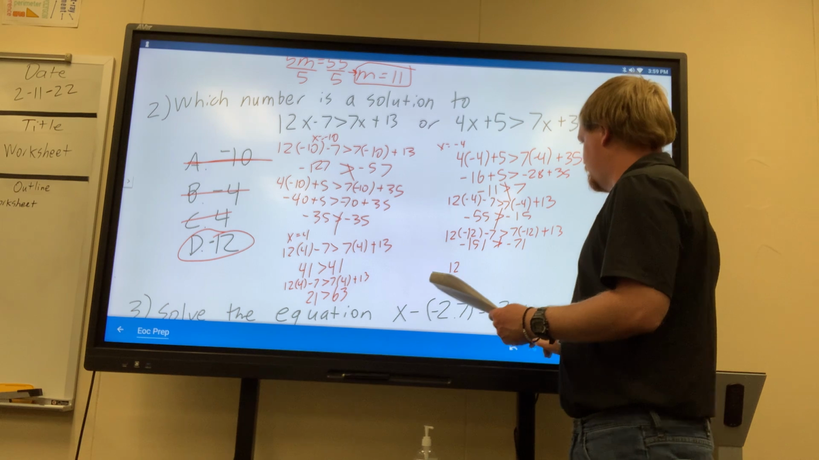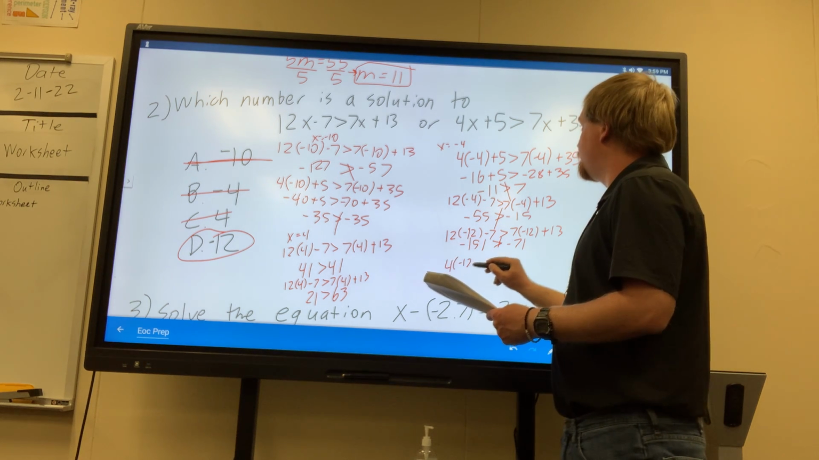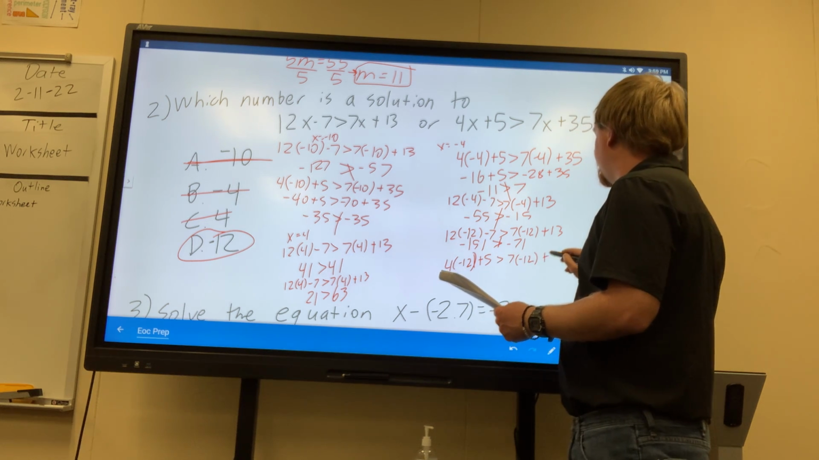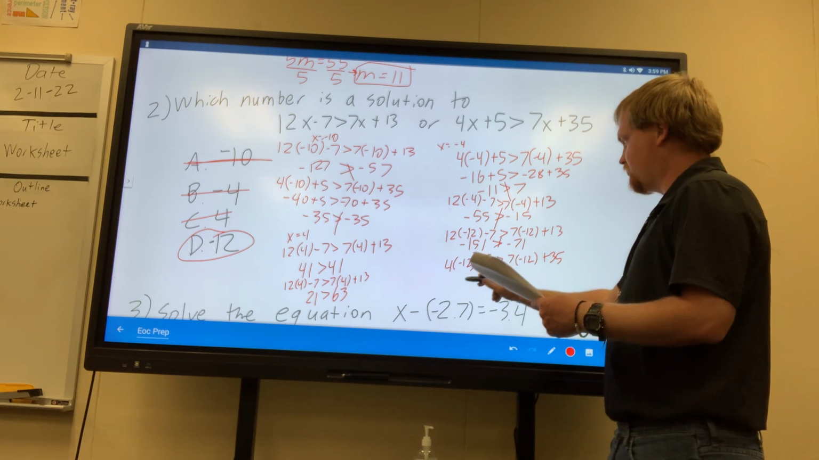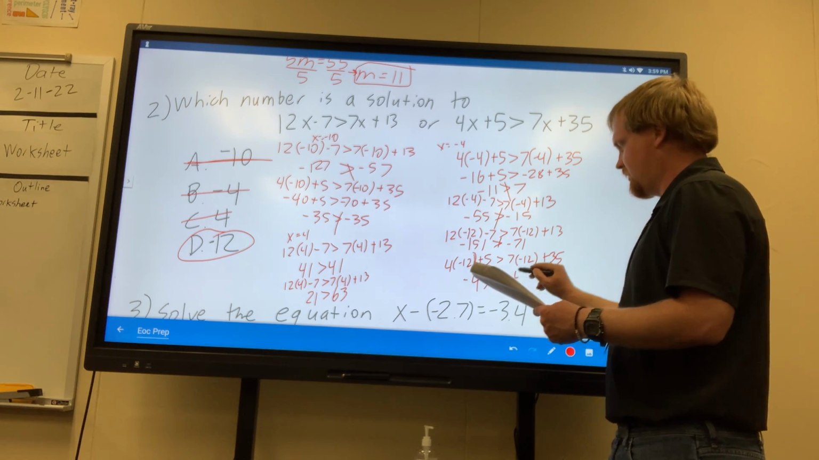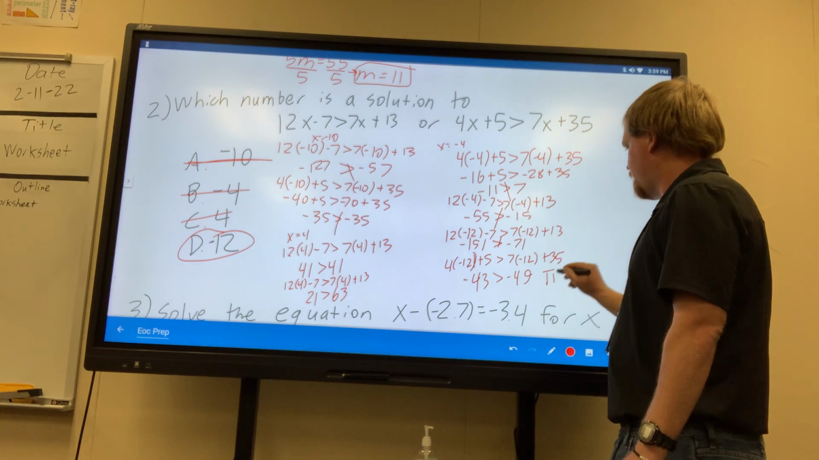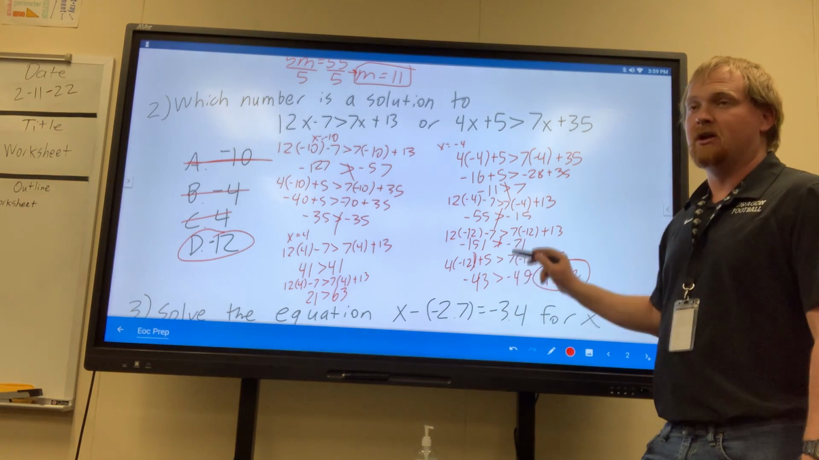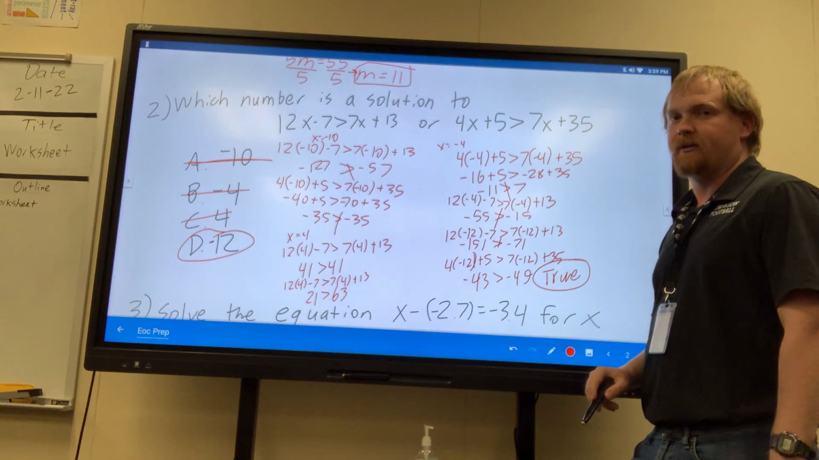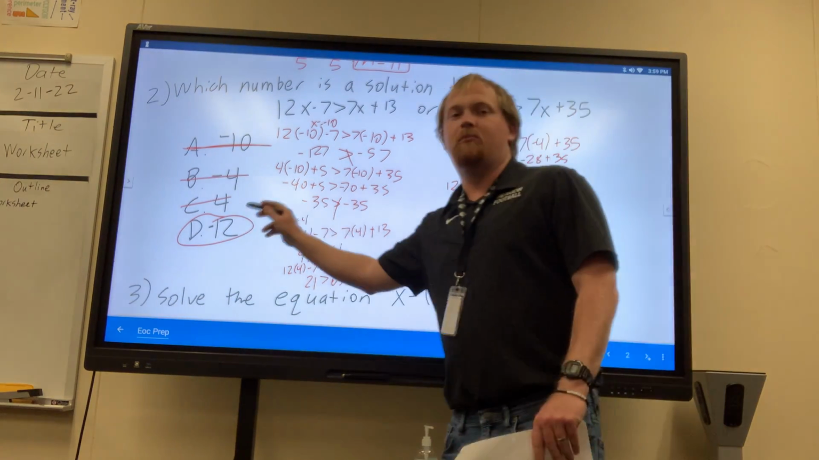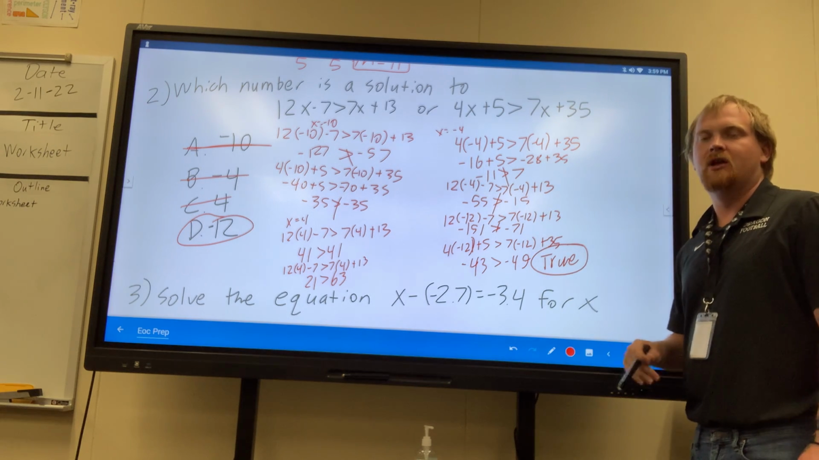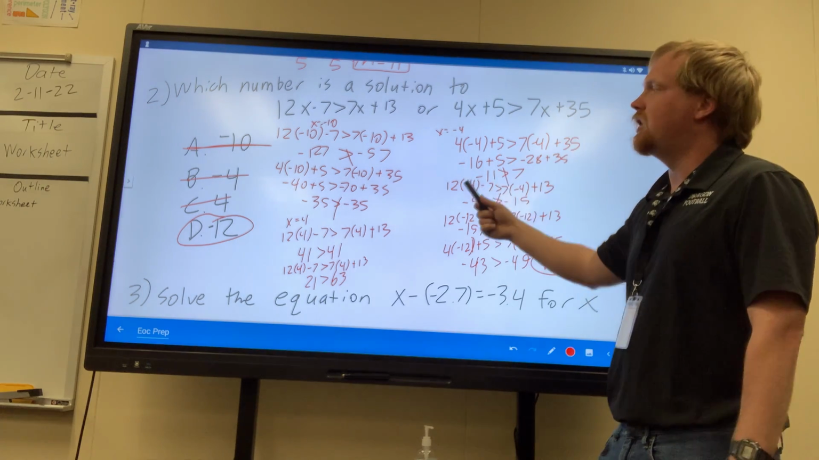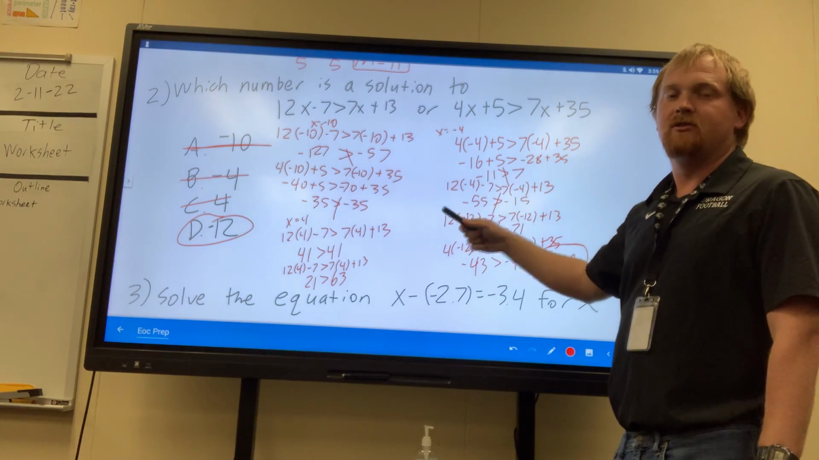4 times -12 plus 5 greater than 7 times -12 plus 35, which gives me -43 greater than -49. We know that to be true because -43 is going to be a lot closer to 0 than -49. So this would be a true statement. D would be the answer, but that's how you will make sure to check. And that's just one thing I can do. I can just plug in my equation to make sure it's true.